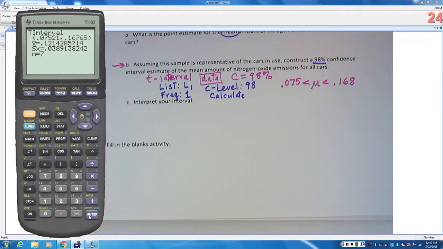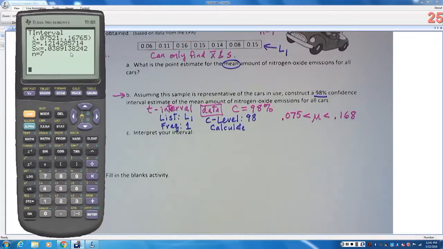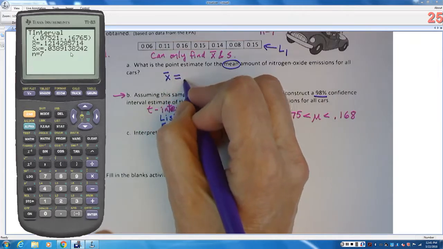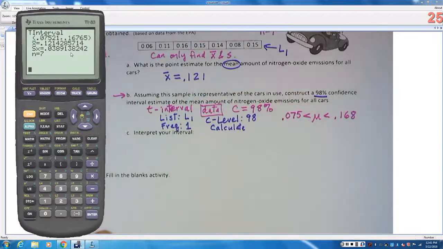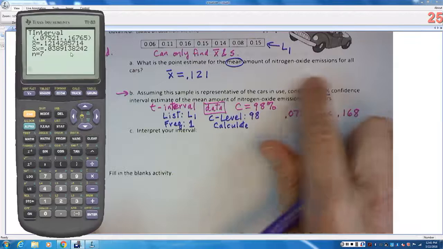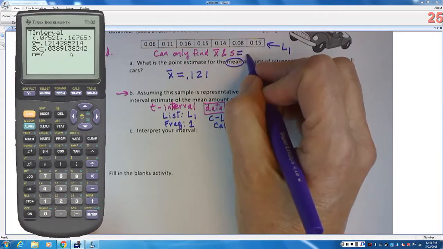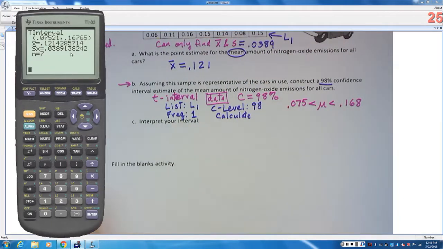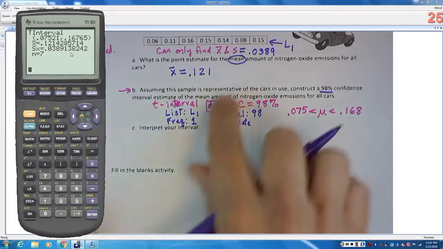Okay, now look what else it tells me. It tells me X bar is this and S is that. So the point estimate, the calculator will give me that, or you could have done one variable statistics to find it, but X bar is 0.121. That's the point estimate for a mean. We don't need S, but it's there. Don't write S here. If you want to write what S is, you can write it up here, 0.0389, etc. But see, if we choose data and we have our data in the list, we don't have to even write that down.